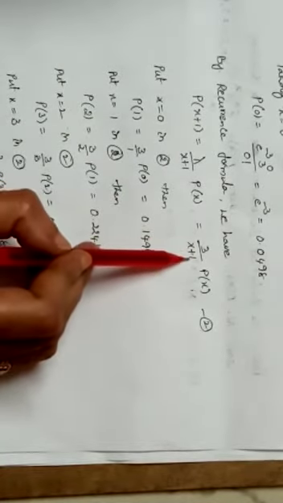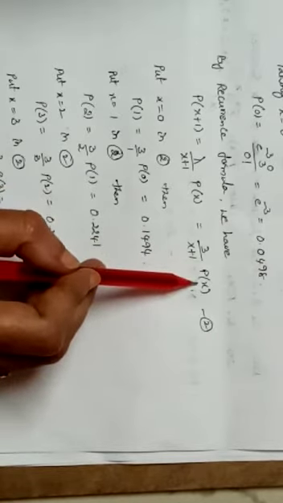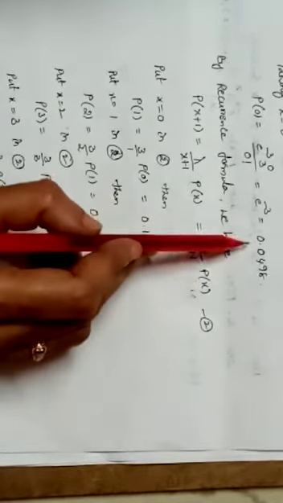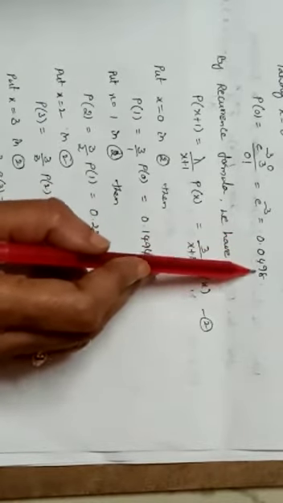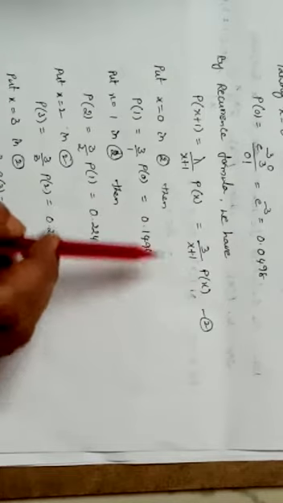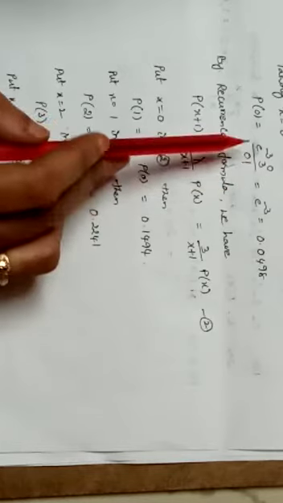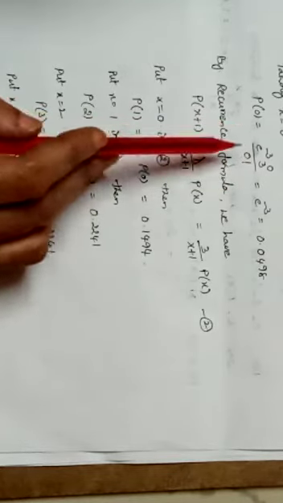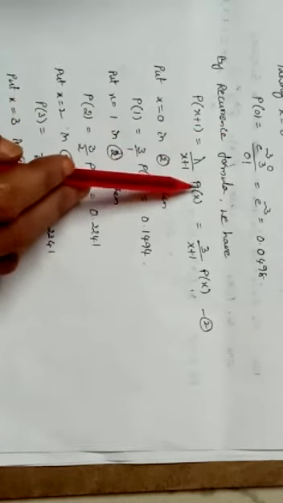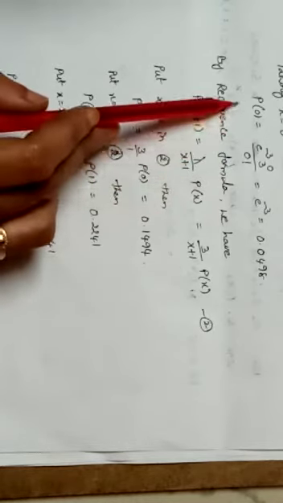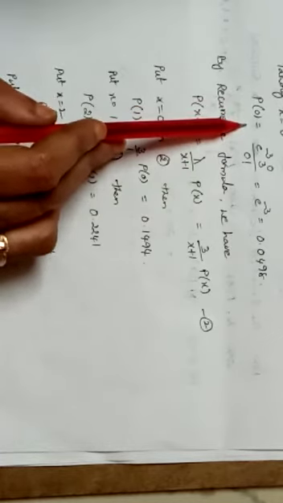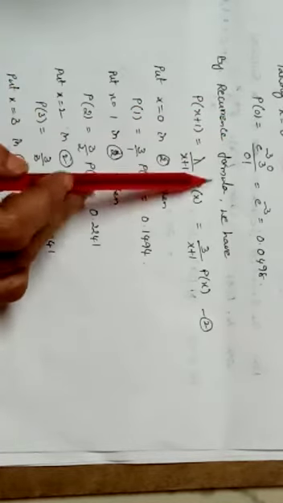Putting x equal to 0 in that equation, what will we get? P of 1 is equal to 3 by 0 plus 1, so 3 by 1 into P of 0. How much did we get for P of 0 in the previous step? 0.0498. For using this recurrence formula, we should know P of 0. If we do not know the P of 0 value, we cannot continue using this recurrence formula.